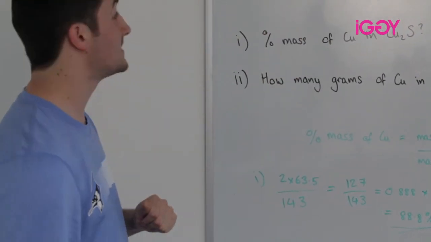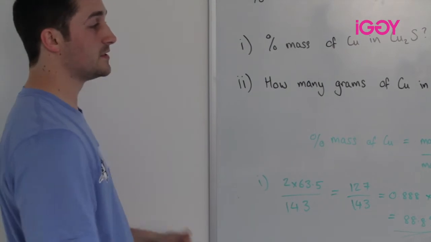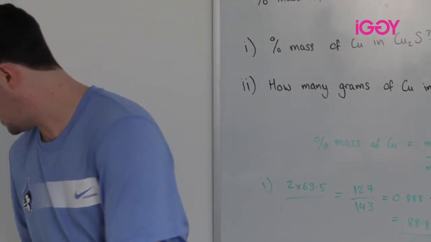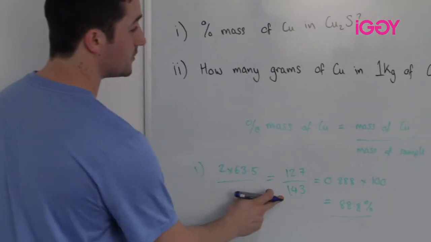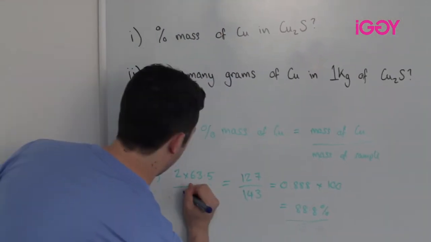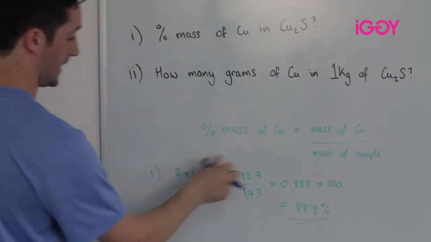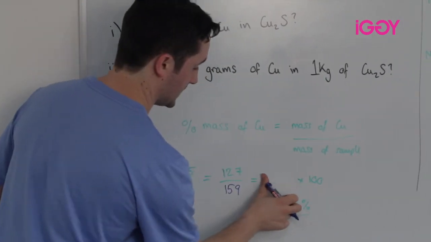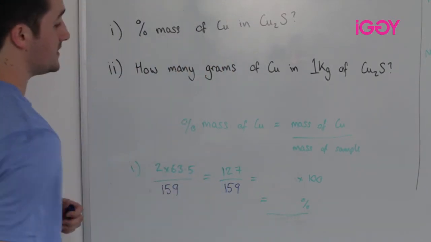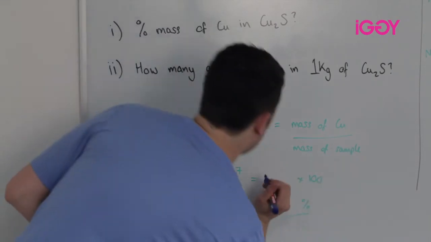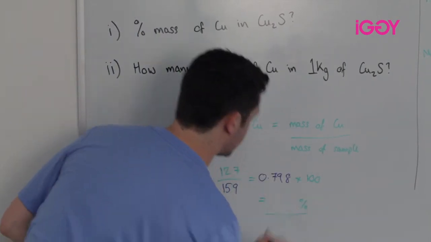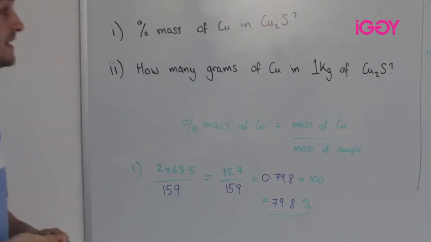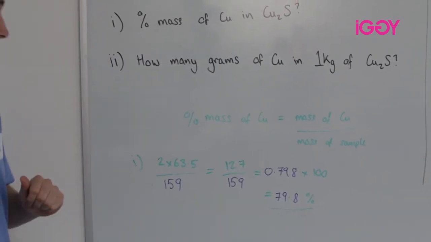Now all we have to do is exactly the same thing, but for copper sulfide. So what I'll be able to do is just change this number on the bottom. We can get rid of this, and I'll change pen. Instead of 143, it becomes 159, and the 127 remains. So now we can change this number because we know we'll have something different. This will equal 0.798. Then we times that by 100 again, and that gives us 79.8%. So that's the first part of that question done.